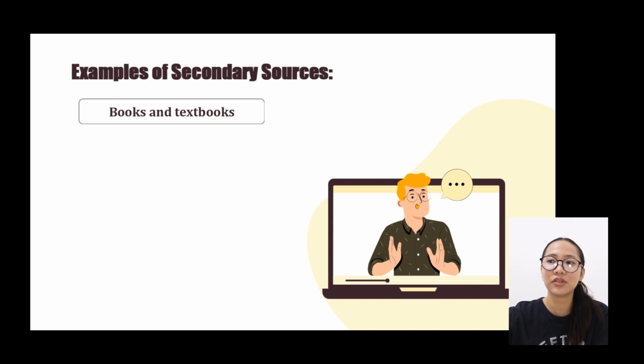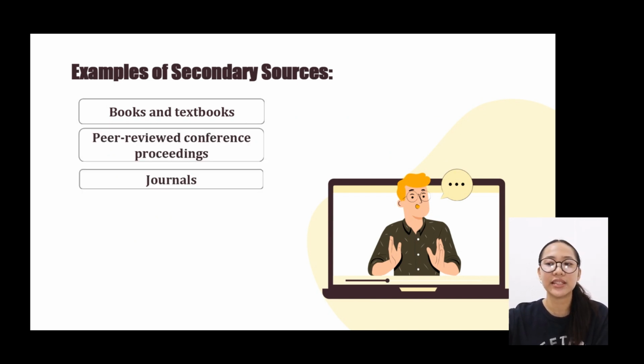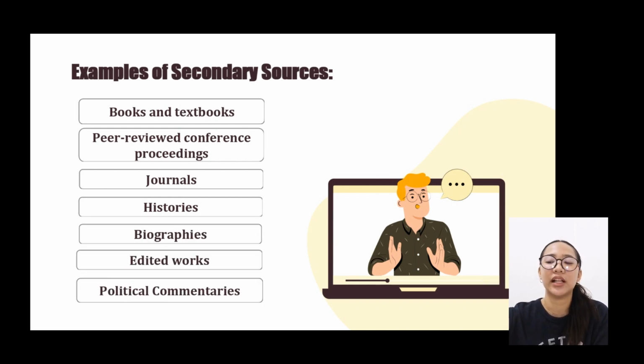We have books and textbooks, peer-reviewed conference proceedings, journals, histories, biographies, edited works, political commentaries, and this can be found online, no? In these reputable publications which are accessed online, such as Royal Society of Chemistry, the Science Direct online portal, the American Chemical Society, the Nature Publishing Group, the Science magazines, the Elsevier Publishing Company, Taylor and Francis Journals, National Academy of Sciences, International Scientific Indexing or ISI server, no?